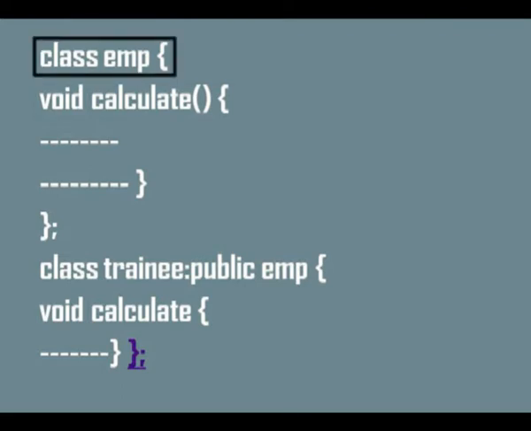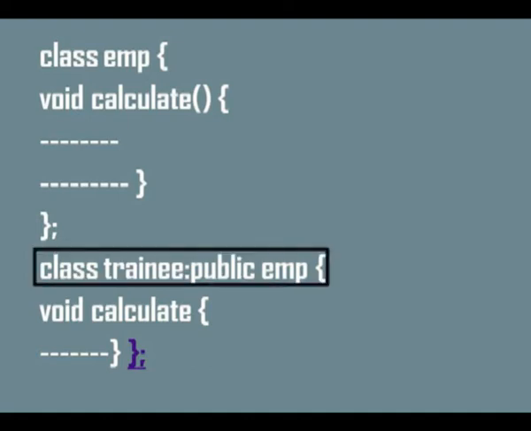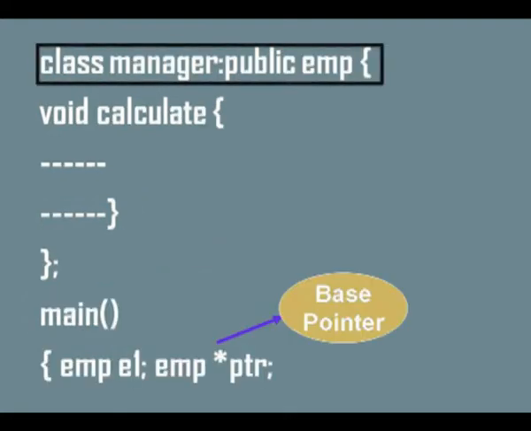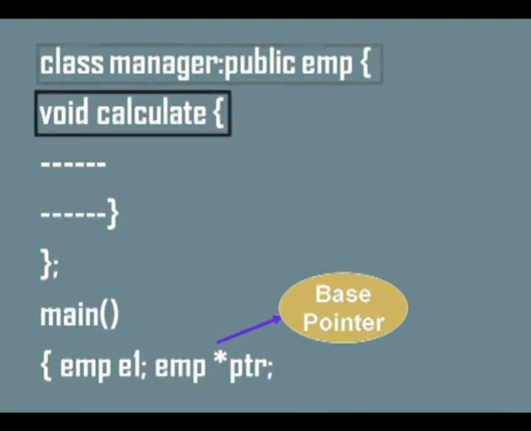So, this is just a skeletal picture of the program. Class EMP with a calculate function, you are closing the class. Class trainee, public EMP is nothing but the syntax for inheriting. This is having the same function calculate with its own definition. Then you have class manager, again inheriting from EMP with the same function calculate. So, how does a compiler know when you create an object with which class it should call the calculate function? That is where dynamic polymorphism comes into picture.